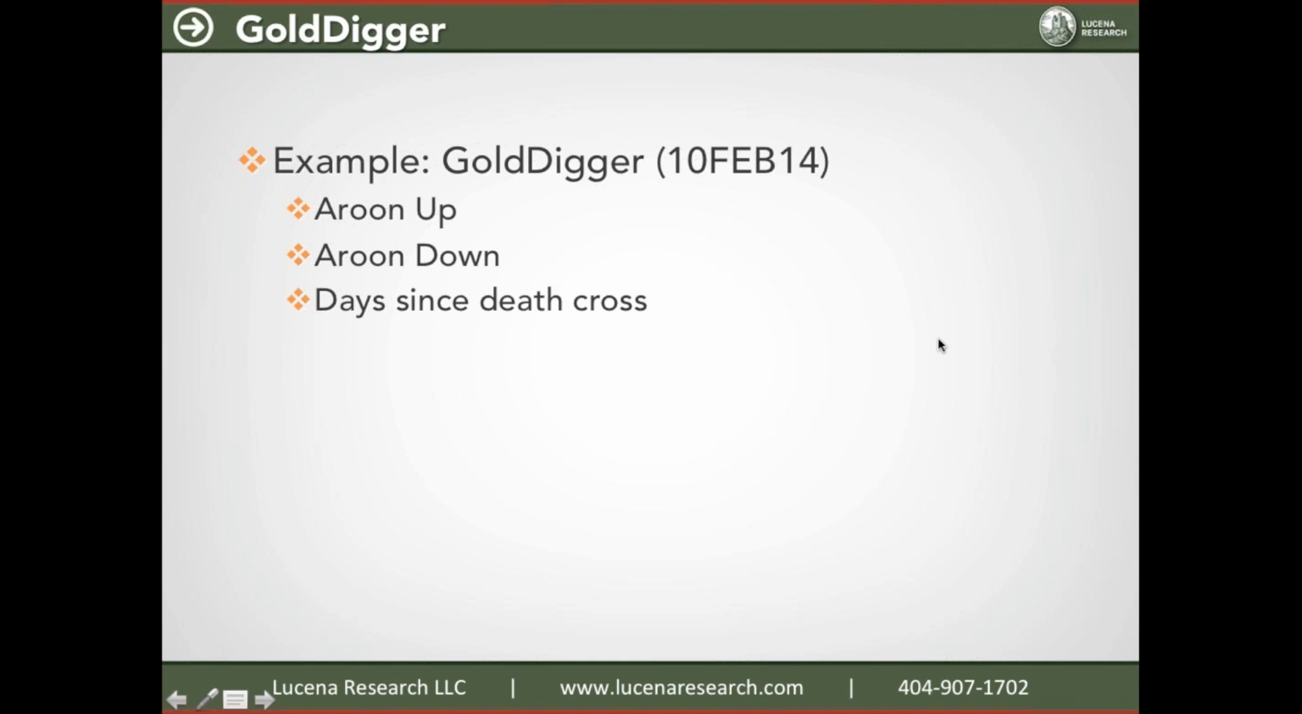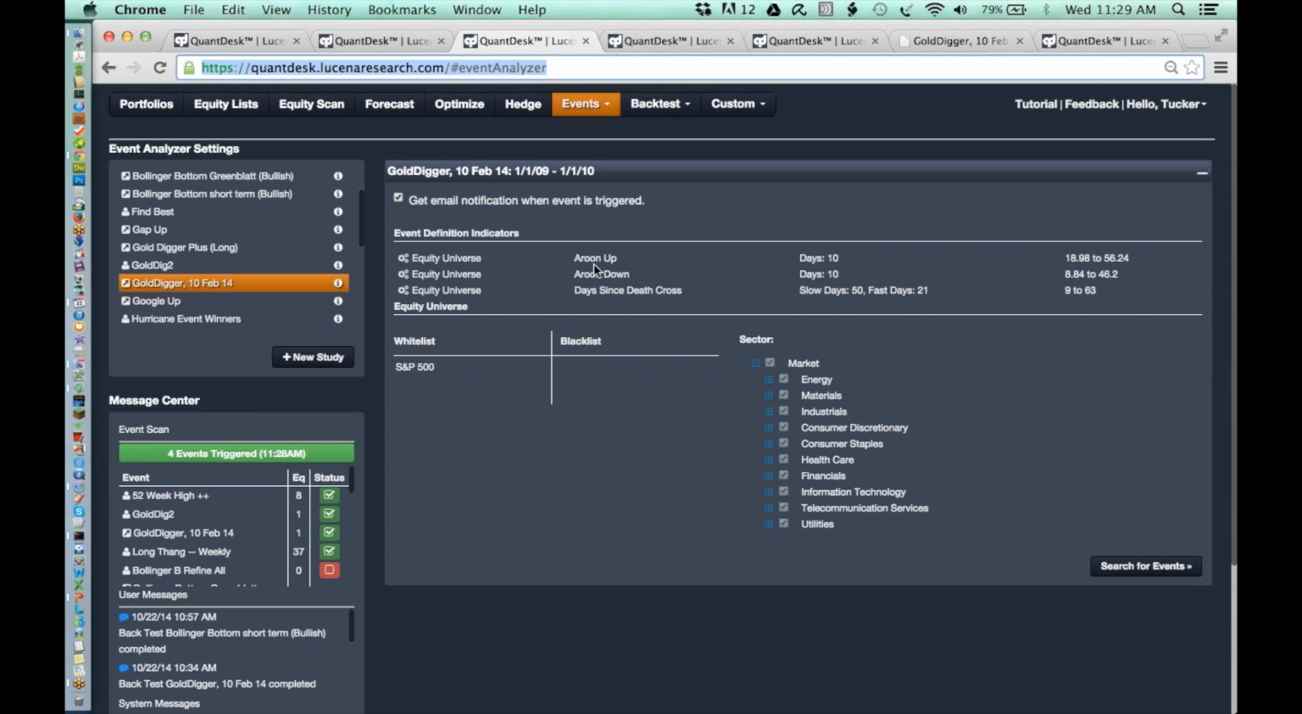Here's an example of one of the nuggets we've discovered in this way. We've got hundreds of nuggets actually, but let me show you this one. This one is based purely on technical factors. So this is its definition. The first factor is Aroon up. Second factor is Aroon down. Last one is days since death cross, and you can see the thresholds defined over here as well.